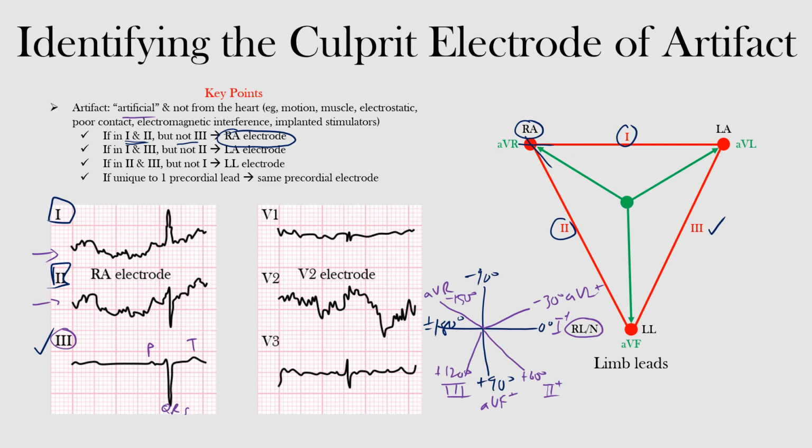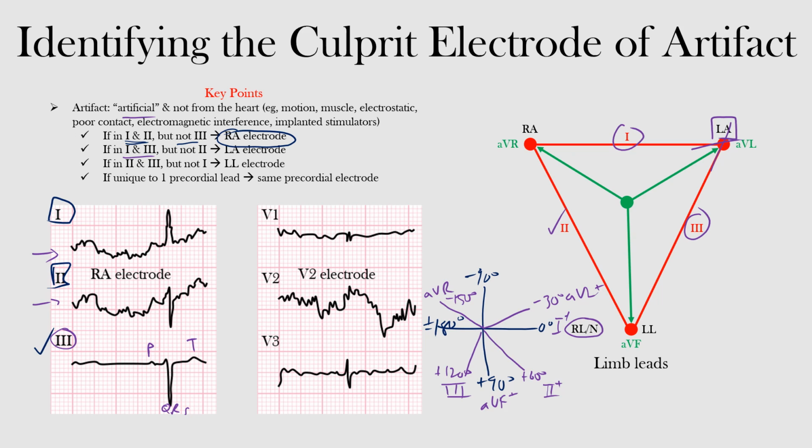Now, what if we have artifacts in leads 1 and 3, but not lead 2? This means that the left arm electrode is the culprit. How do we know that? Looking at the next example, imagine that here's lead 1 and here's lead 3. They have artifacts in them, but lead 2 is okay. Which one is the culprit electrode? It would be the left arm. Both leads intersect at the left arm electrode, so that's the culprit electrode for the artifact.